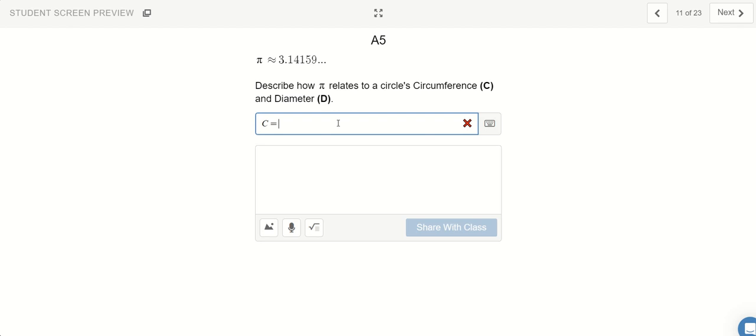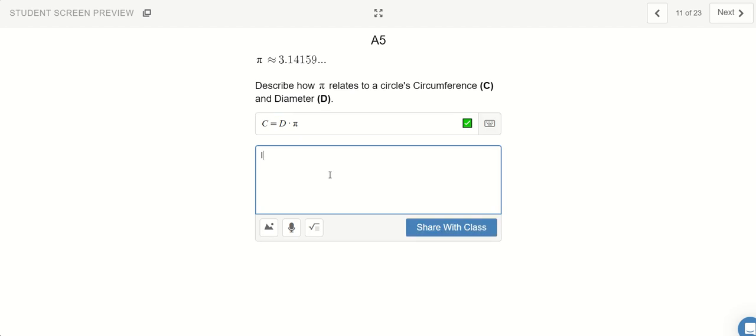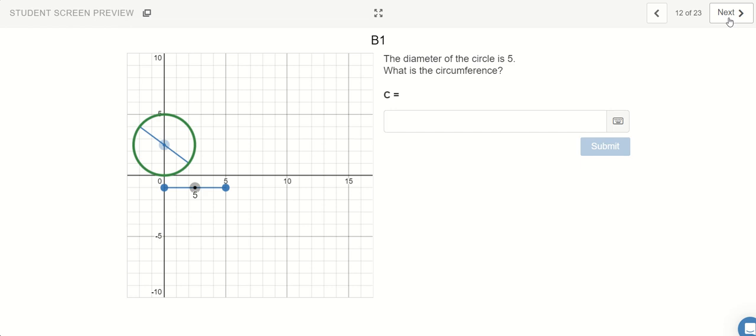The circumference equals diameter times pi, right? It takes a little bit more than 3 diameters to fit along the circumference, or the outside. Okay, so that's what pi is. Pi is a little bit more than 3 because it takes a little bit more than 3 diameters to wrap around the circle.